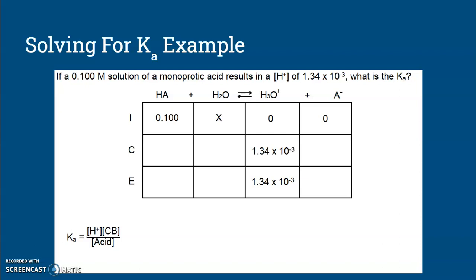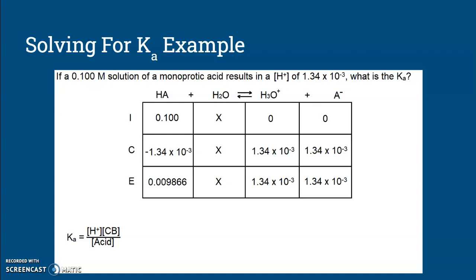Then from there, I can say, well, if there's a 1-to-1 ratio of my H3O plus to my conjugate base, again, because it's monoprotic, then I know the change for my conjugate base is also 1.34 times 10 to the negative third. And then lastly, for my acid, if they're a 1-to-1 ratio, then I used up that 1.34 times 10 to the negative third for the amount of acid that I began with. So then, again, we don't really care about the water, and we can fill in the rest for at equilibrium for our acid and our conjugate base.